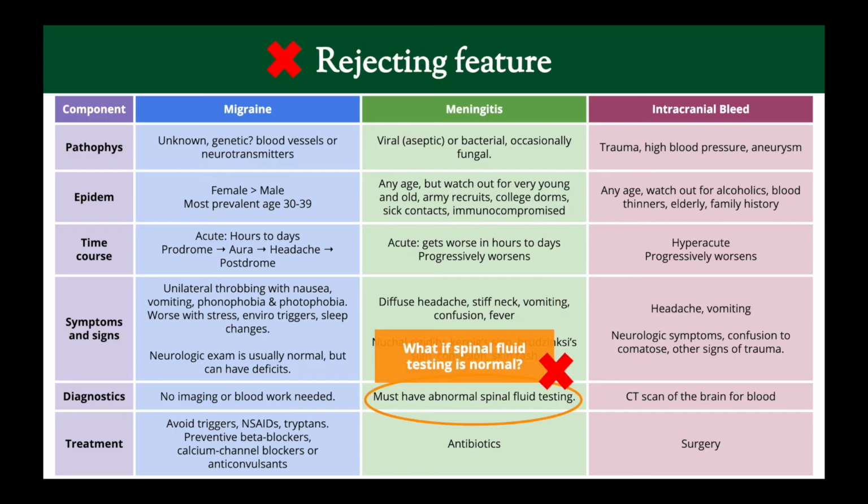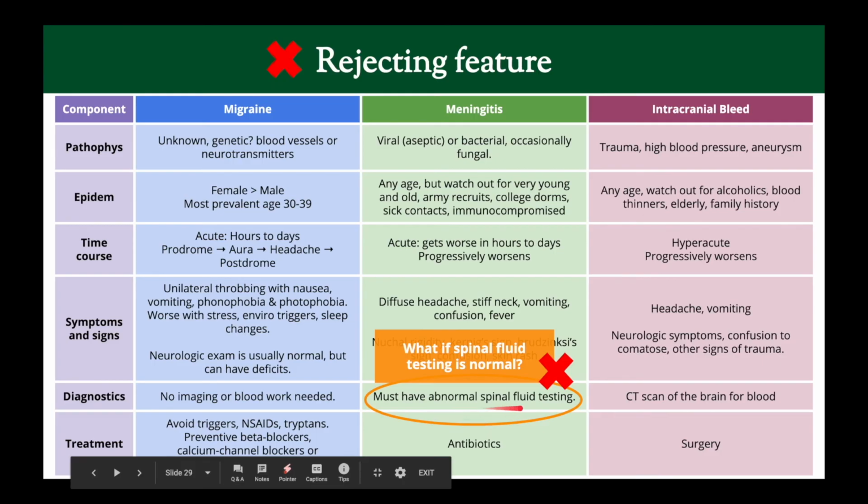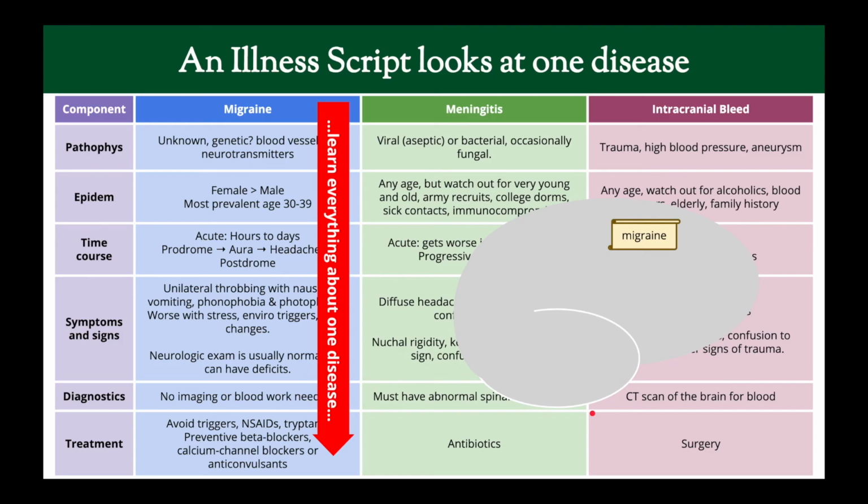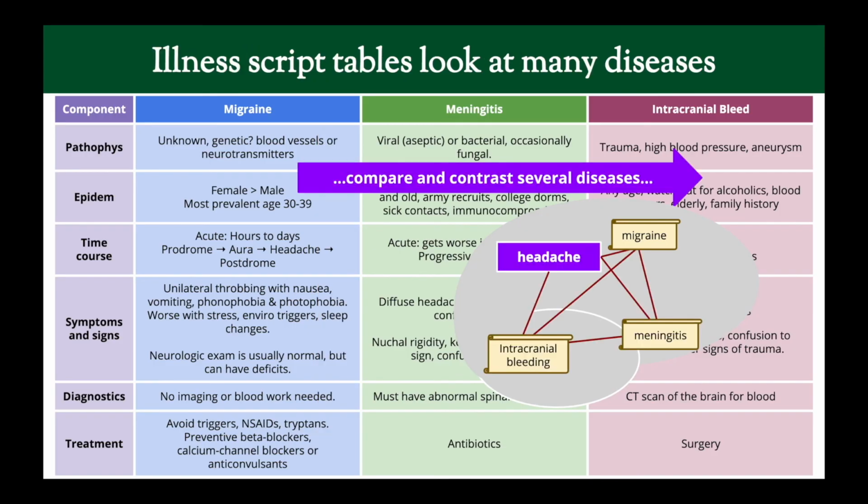Finally, we had our rejecting feature. If the spinal fluid testing was normal, we said it's probably unlikely they had meningitis, right? Because we said they must have abnormal spinal fluid testing. Again, remembering nothing is 100%. So an illness script helps us look at one disease, and it gives us a way to organize the information. An illness script table helps us network various diagnoses so that we can compare and contrast them. And that is going to help us when we come up to patients and want to try to figure out what they have. And so building an illness script table is very important.